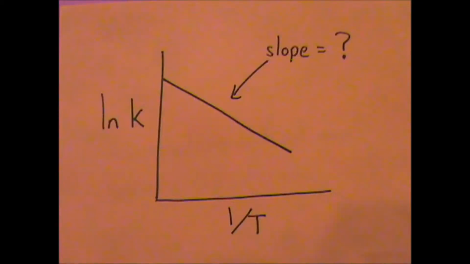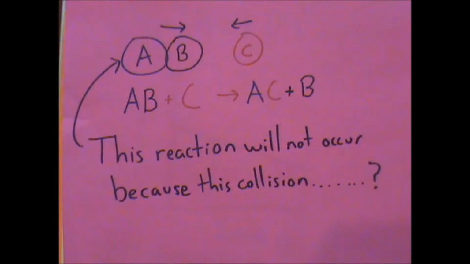So the slope of this particular line is how you find activation energy. This is again derived from the Arrhenius plot you can see in a previous flashcard. So if you plot natural log of rate constant versus 1 over temperature, slope is negative EA over R.